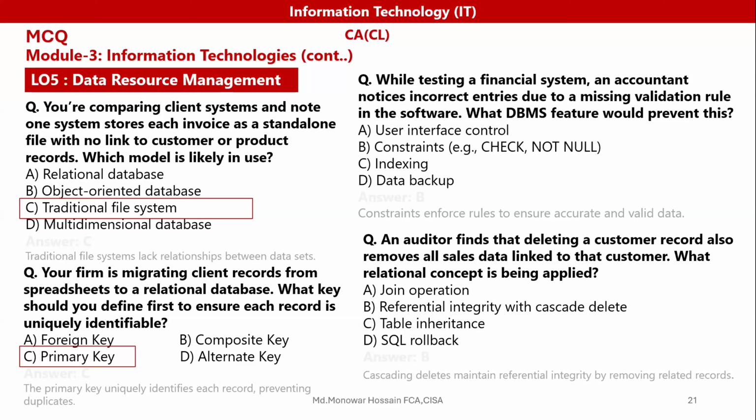Now, while testing a financial system, an accountant noticed incorrect entries due to missing validation rules in the software. What database system feature prevents it? So it prevents the constraint, because check. So here the constraints enforce rules to ensure accurate and valid data. Answer B.